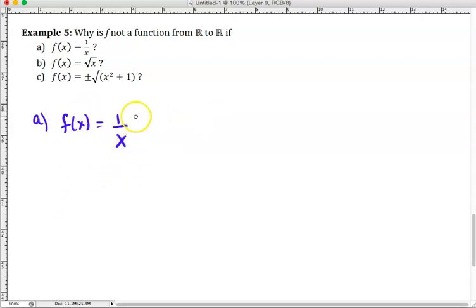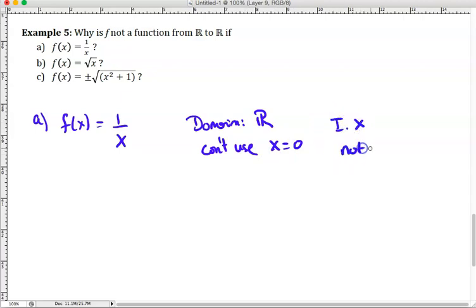This one breaks the first condition that says that you need to use all the elements of your domain. Here my domain is listed to be the real numbers, but you can't use x equal to 0, so that breaks the first rule. So this is not a function over this domain. It can be a function over the domain of the real numbers without x equals 0, but it's not a function over the domain of real numbers.